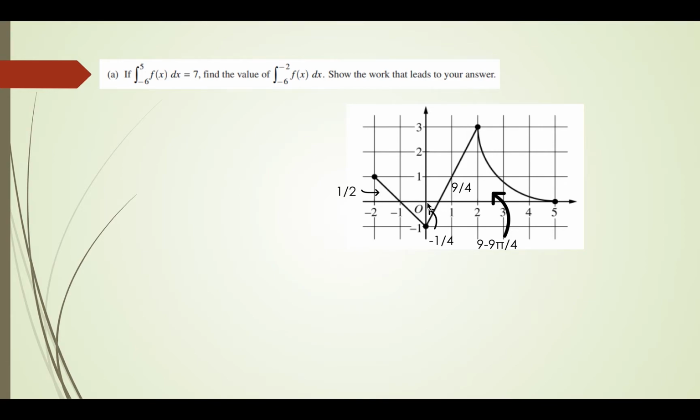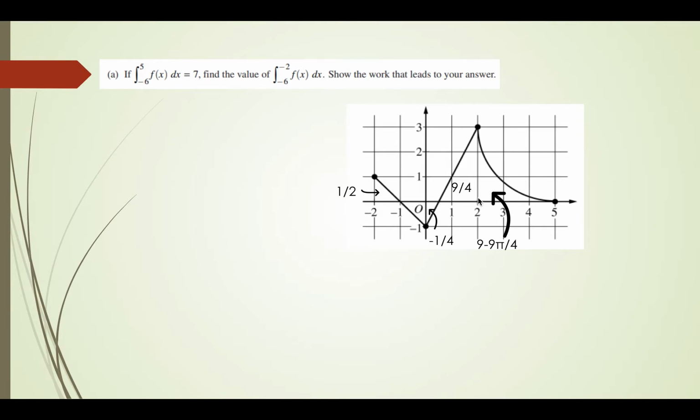So if I keep going, this small triangle here has a height of 1 and a base of 1/2. So 1/2 times 1 is 1/2. You divide that by 2 to get 1/4. And notice it's -1/4 because, again, we're below the axis.